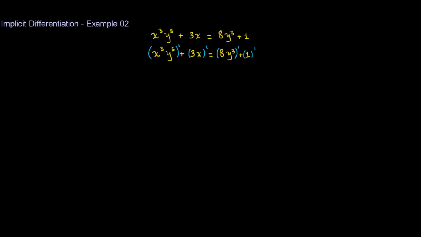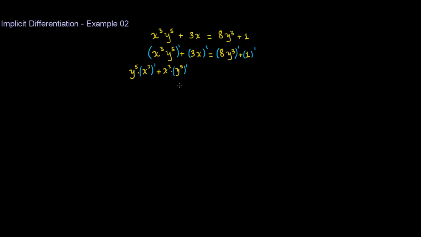Now let's start with the first term, which is this product. So we have to use the product rule. I'm going to write it like this. It would be y to the fifth times the derivative of x raised to the third, so x to the third. I'm going to write the derivative in a different color. And here would be plus x to the third times the derivative of y to the fifth. I'm going to write first the y to the fifth, and then I'm going to use the same blue color to write this prime.